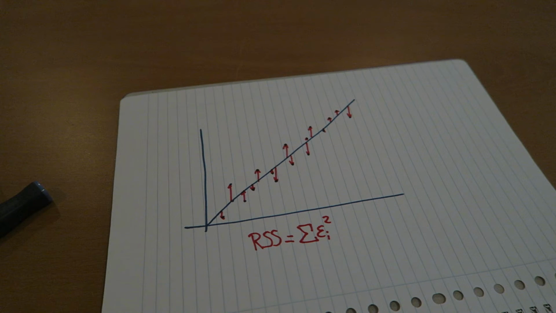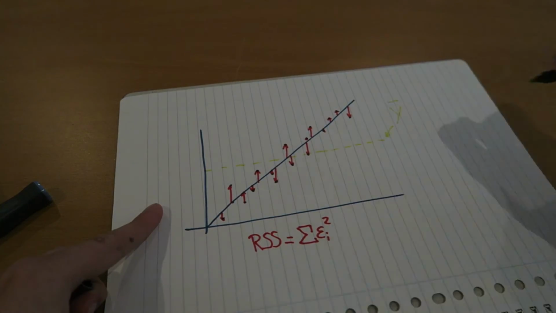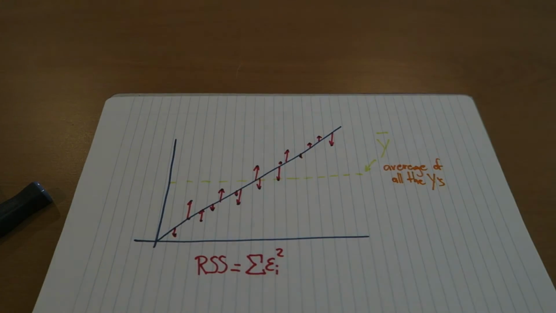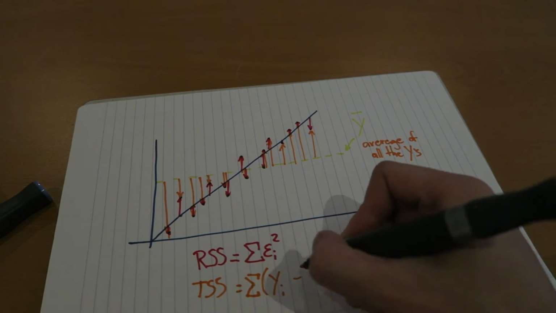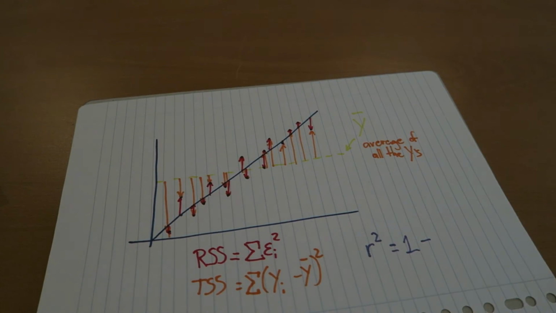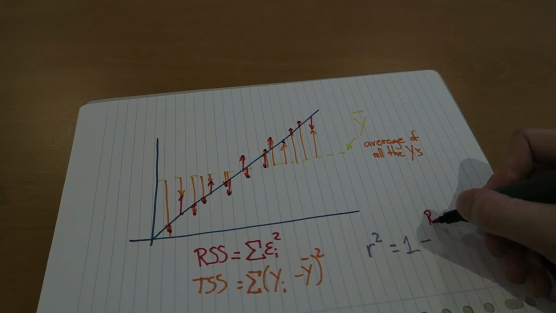In other words, it's the part that the model doesn't manage to explain, the error. It's the variation around the regression line. Now, there's also something called the total sum of squares. Basically, it's the sum of the total variation in y values. R² is simply 1 minus RSS divided by TSS.